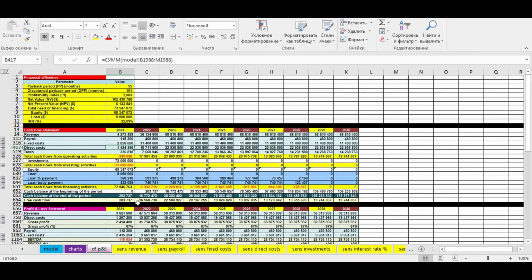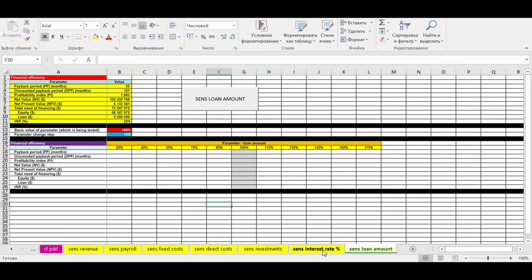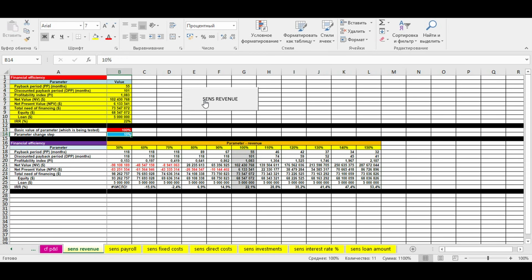Further, we have several Excel sheets where we test financial efficiency. We test the influence of such parameters as revenue, fixed and direct costs, payroll, investment, interest rate, and loan amount. How does it work? Let's go to the revenue sensitivity test. Here we set the pace of increasing and decreasing the revenue. Then we push Sense button and see when our financial efficiency will go negative.